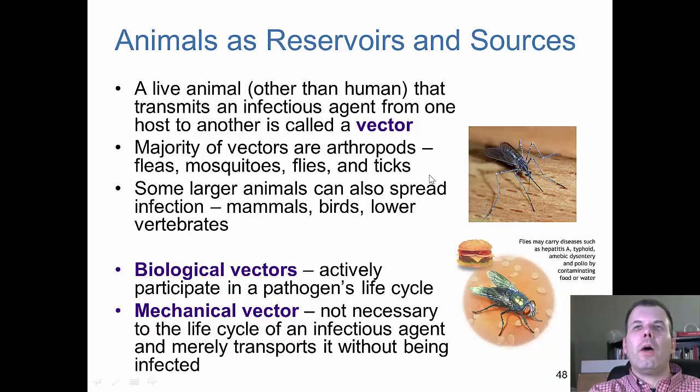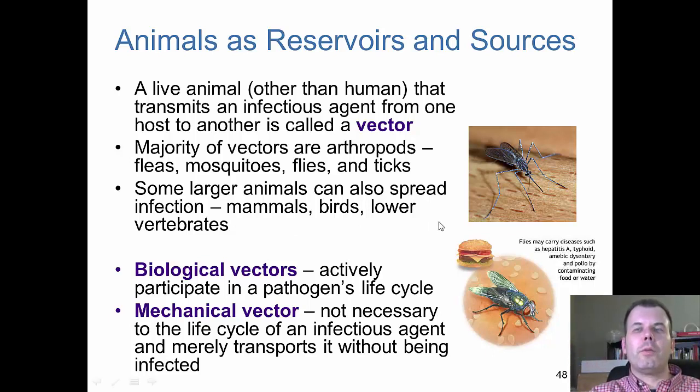Okay, now animals can serve as reservoirs and sources, and so we think of this again, especially in the arthropod vectors and things like this. We call these things vectors because they bring disease. Again, a majority of the vectors we think about are the bugs or the arthropods. This includes fleas, mosquitoes, flies, and ticks. Again, we'll talk about some of the diseases that they spread here in the next couple of weeks.